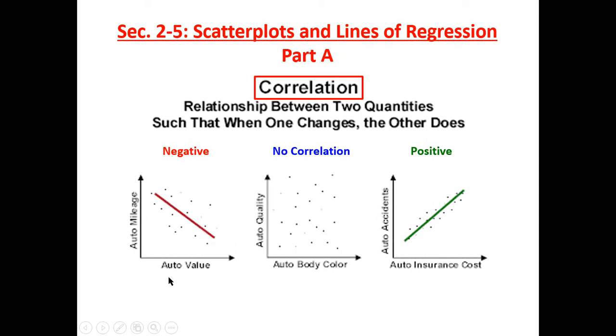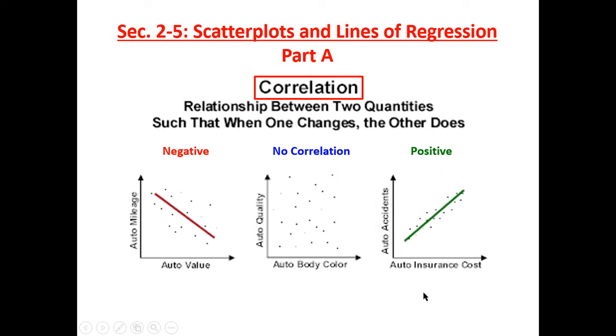So if we're talking about the value of a car compared to the mileage on that car, well, as the mileage gets higher, the value of the car is going to be lower. And it works the other way as well. If the value of a car is very high, that probably means it's a newer car and it's going to have low mileage, whereas a lower valued car is probably going to have a lot more miles. So that's called a negative correlation.